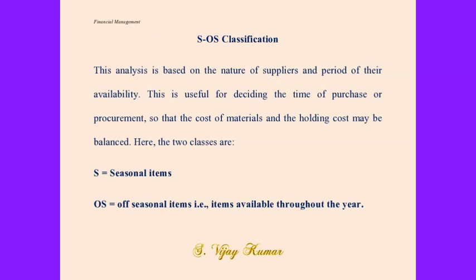SOS classification. This analysis is based on the nature of suppliers and period of their availability. This is useful for deciding the time of purchase or procurement so that the cost of materials and the holding cost may be balanced. Hence, the two classes are S, seasonal items, and OS, which stands for off-seasonal items, that is the items available throughout the year.